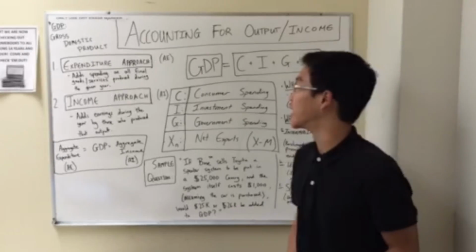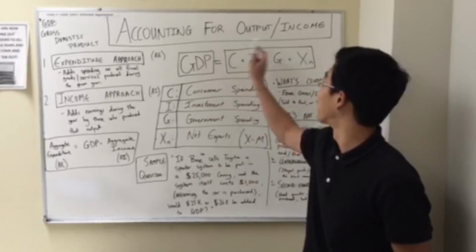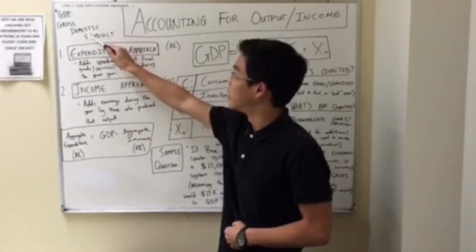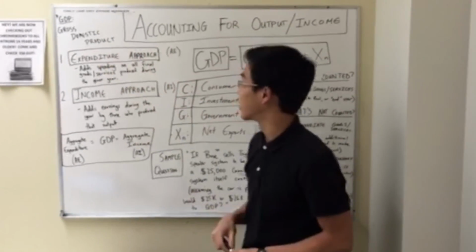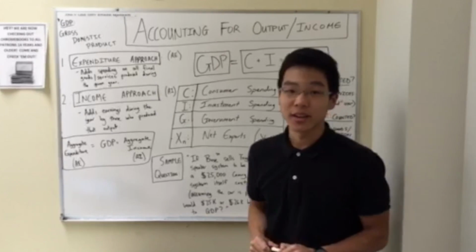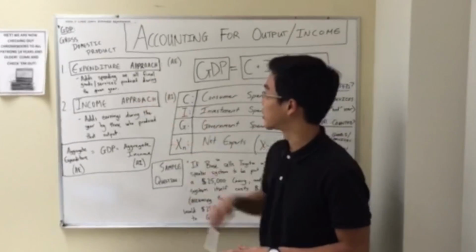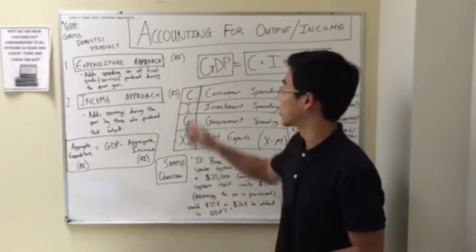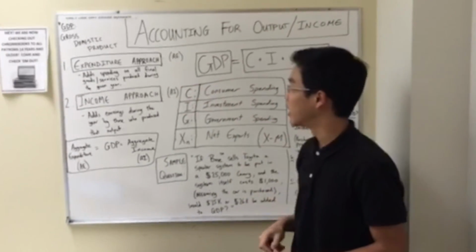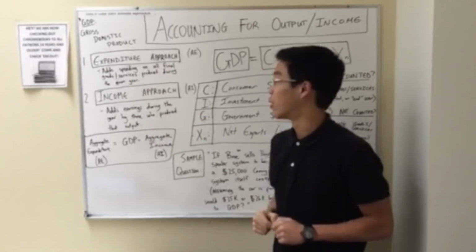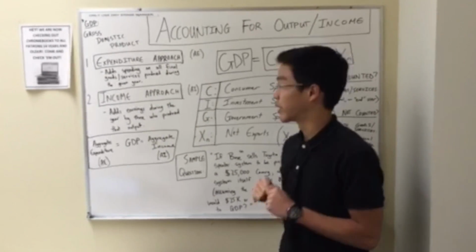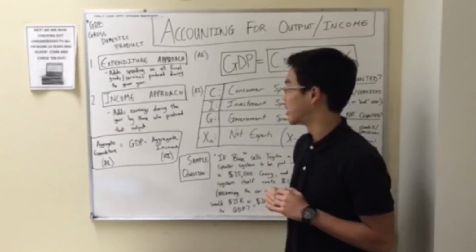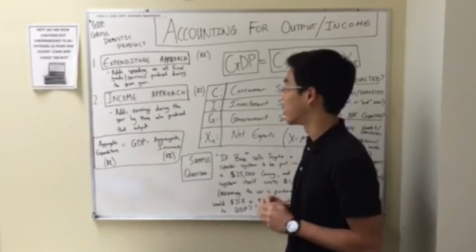For part 2 of our econ segment, we will be talking about accounting for output and income. And so a quick note, as you all know, GDP is gross domestic product. And so 2 ways to tackle GDP are through the expenditure approach or the income approach. And the expenditure approach, which will yield aggregate expenditure, basically adds spending on all final goods and services produced during a given year. And the income approach adds earnings during the year by those who produced said output.